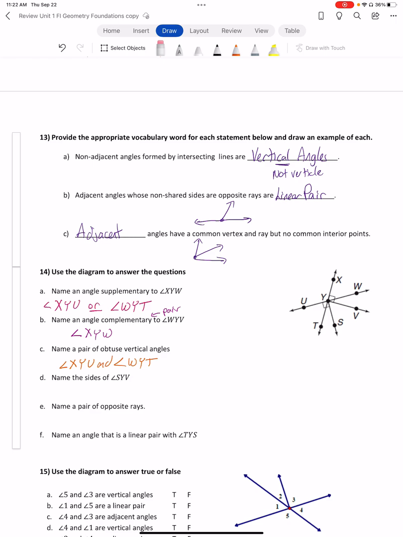Okay. It says name the sides of SYV. So SYV. Sides are rays, so the sides that make up it are this side and this side, which is ray YS and ray YV. Be conscious that the ray symbol always goes to the right. And these always start with the endpoint.